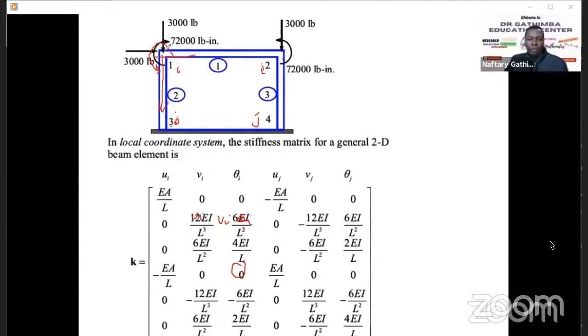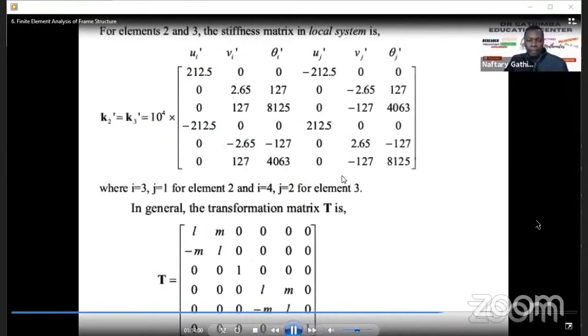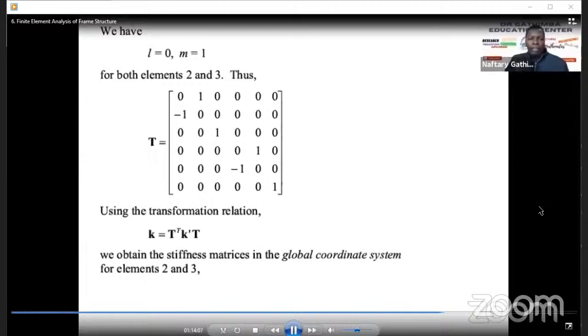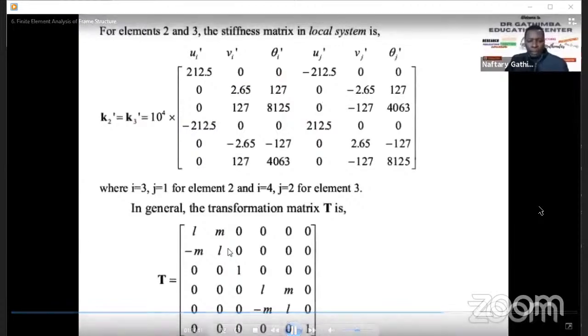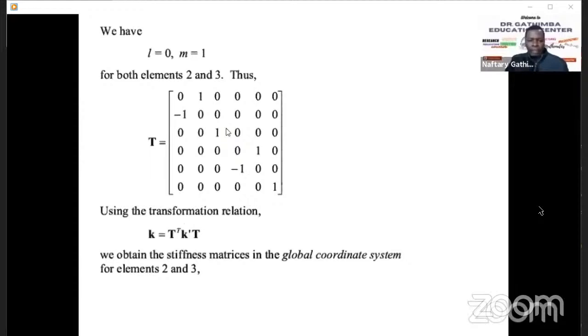And for element 1, of course, the angle theta is equal to 0. So with that, he went ahead and calculated the element. The beta is 90, so cos 90 is 0, sin 90 is 1. And now from the transformation matrix, he was able to replace these direction cosines and obtain the transformation matrix for element 2 and 3.